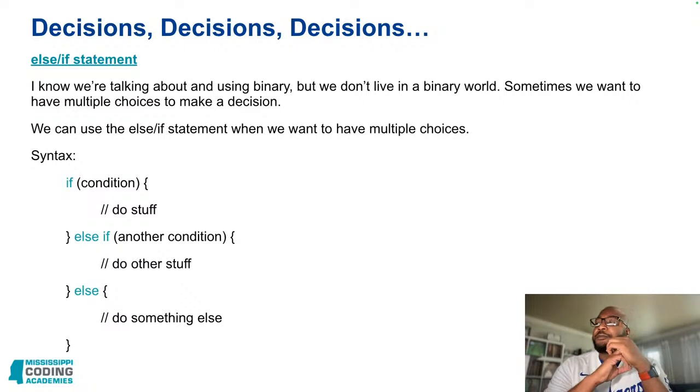There's more. So yeah, we've been talking about binary, true, false, 0, 1, but we don't live in a binary world. We have multiple choices, okay? And sometimes we want to have multiple choices when making a decision. And in which case we use the else if statement. And that's what it's called, else if instead of if else. And let's look at that.